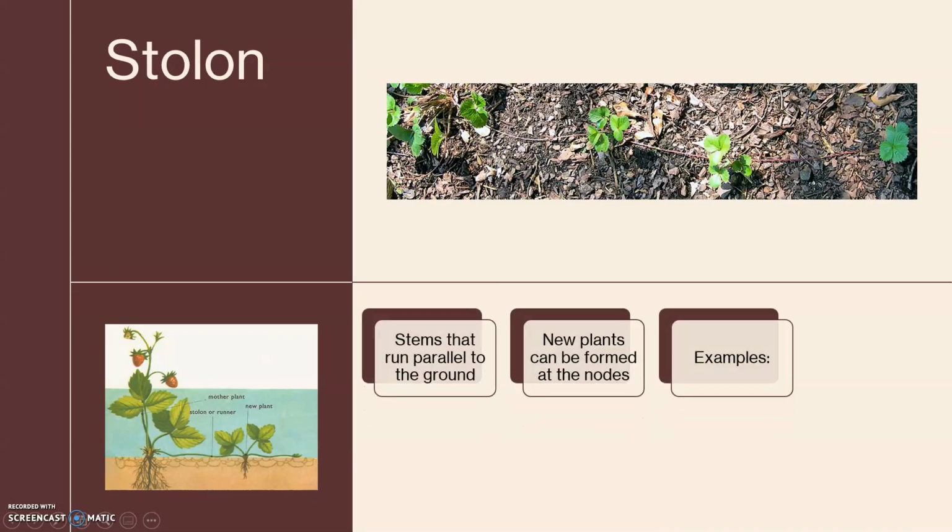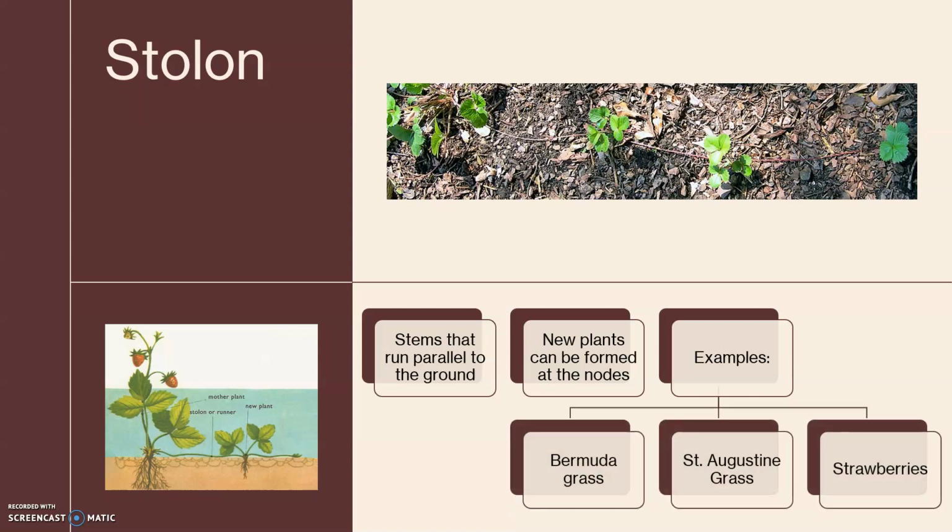Stolons are stems that run parallel to the ground. New plants can be formed at the nodes. Examples of stolons include Bermuda grass, St. Augustine grass, and strawberries.